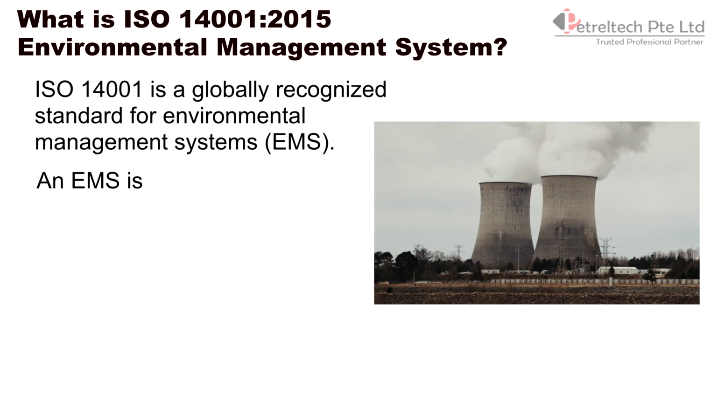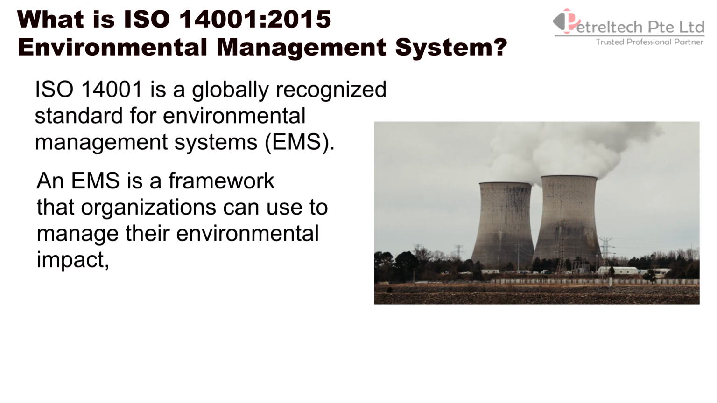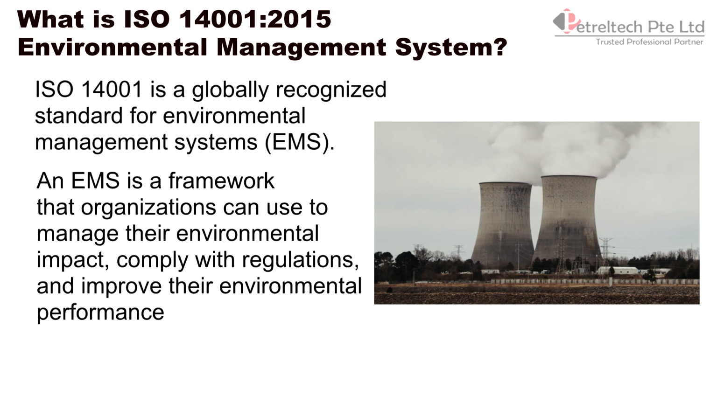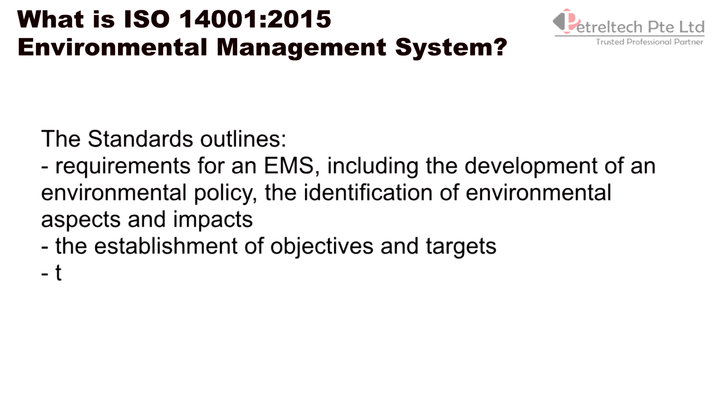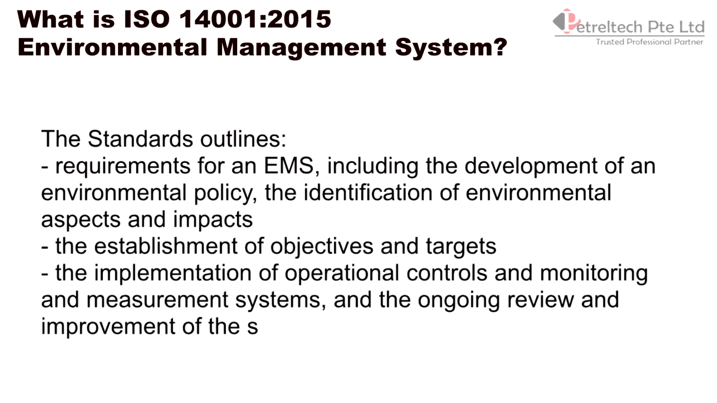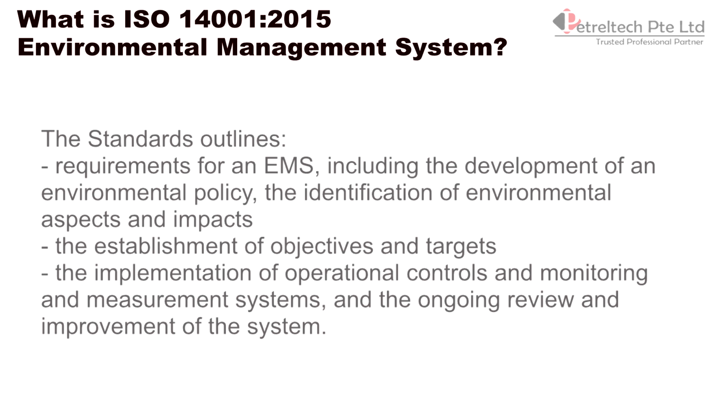An EMS is a framework that organizations use to manage their environmental impact, comply with regulations, and improve their environmental performance. The standard outlines the requirements for an EMS, including the development of an environmental policy, the identification of environmental aspects and impacts, the establishment of objectives and targets, the implementation of operational control, monitoring and measurement systems, and the ongoing review and improvement of the system.